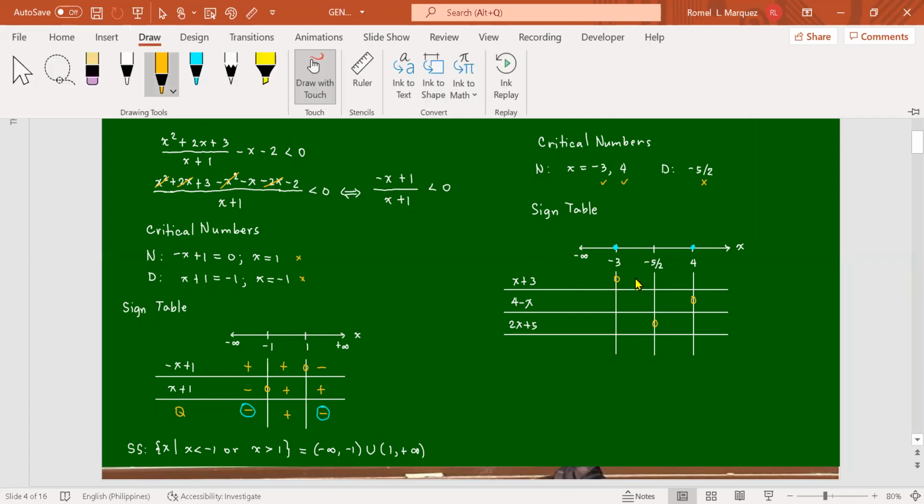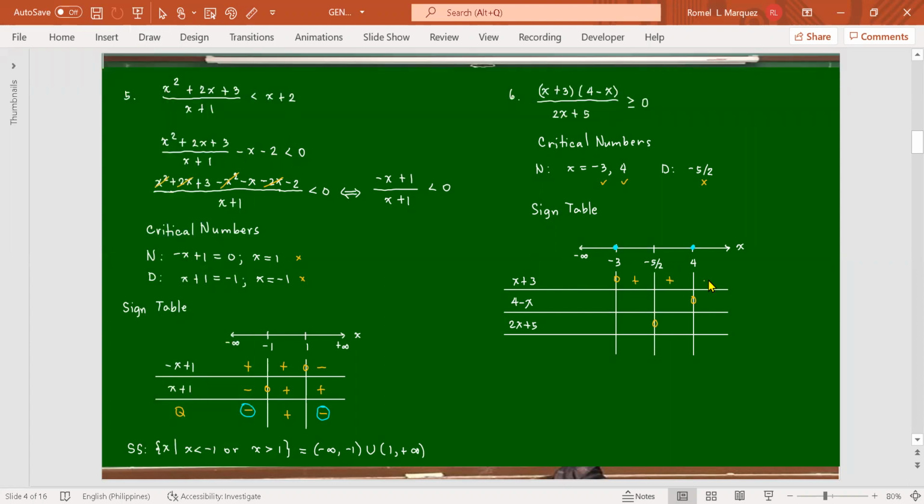Here, positive, positive, positive. Check if I'm correct. Negative to the left. Since the coefficient is negative, negative, negative, sorry, positive. Positive, positive, positive, negative. What about here? Negative, negative, negative, positive, positive. What about the sign? Positive, negative, positive, negative, positive. Positive, negative, positive, positive, negative. Okay, negative.